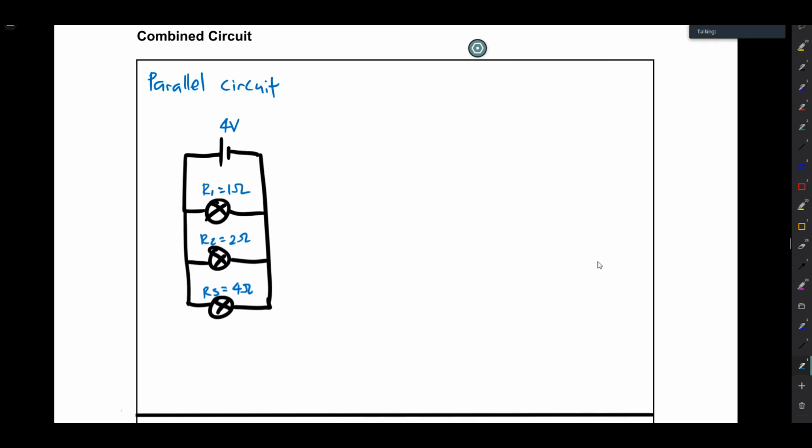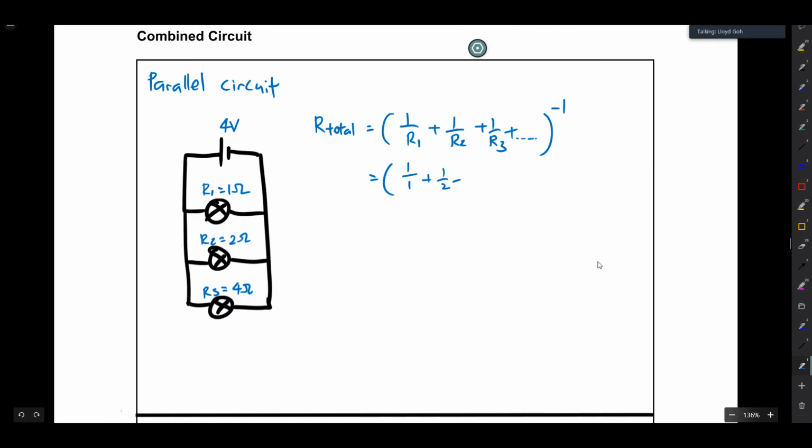First thing first, for a parallel circuit, I need to teach you how to calculate the R total. When I have time, I'll teach you how to derive this, but for now, I need you all to memorize the formula. The formula is just 1 over R1 plus 1 over R2 plus 1 over R3. If you have more R, just continue doing the same pattern. Basically they are reciprocals, then inverse the whole thing. In this case, it'll be 1 over 1 plus 1 over 2 plus 1 over 4, then inverse the whole thing, which will give you half plus 1 quarter, 3 quarter, so 4 over 3.